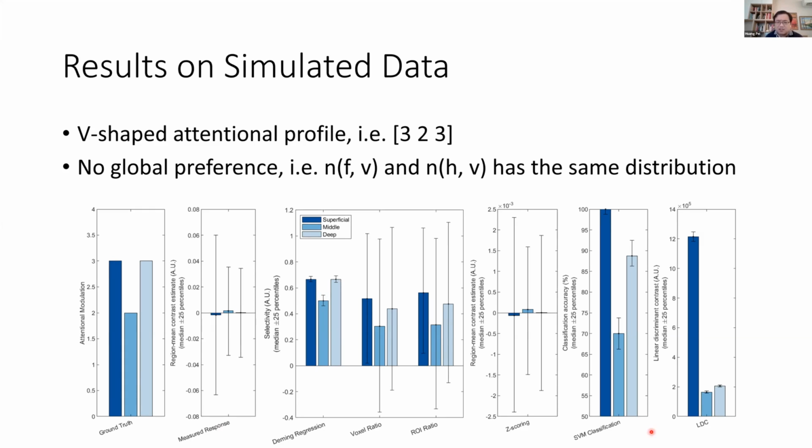So similarly, SVM classification and LDC, which are both multivariate methods, are also able to capture the V-shape profile. But again, there's still an element of laminar bias present, which is why they're unsuitable.